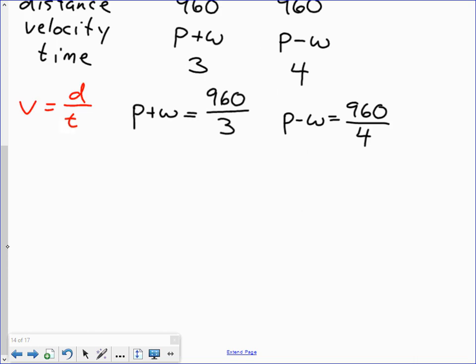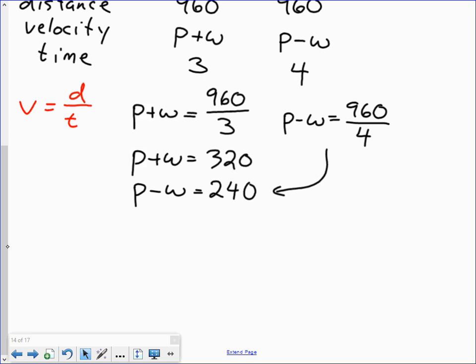So what are we going to do? This first equation, P plus W, I can just do 960 divided by 3 as our first step here. That's going to be 320. I can do the same thing with the second one. I'm just going to slide it down here. P minus W is 960 divided by 4. It's 240. Now I can solve my system by elimination. I just need to add these two equations together because my W's are going to cancel out. I got a negative W and a positive W.